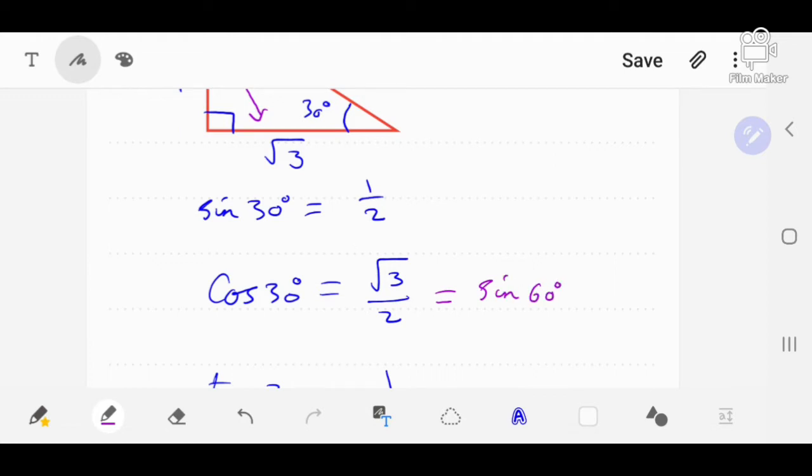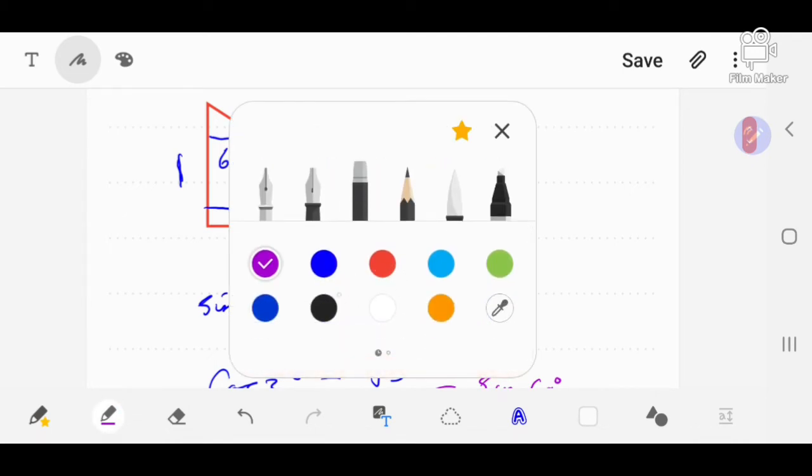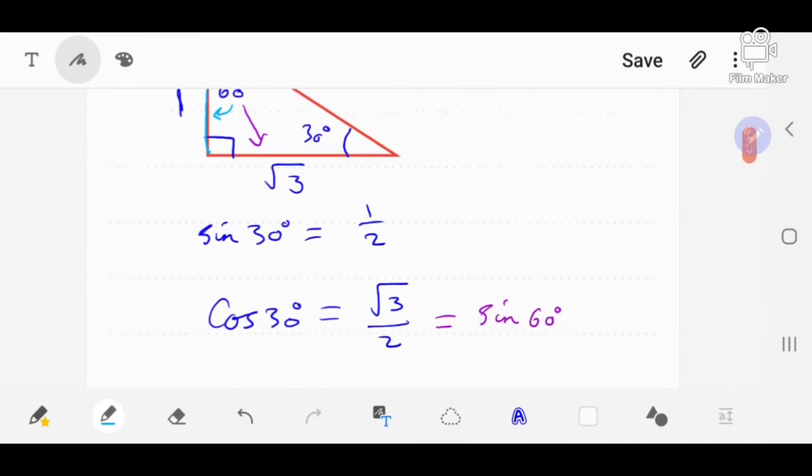What about cosine 60? Cosine 60 will be the adjacent side of 60 over the hypotenuse, which is 1 over 2. So actually that's the same as sine 30. So cosine 60 is the same as sine 30.